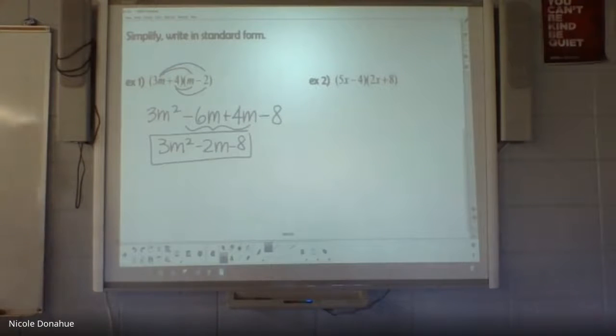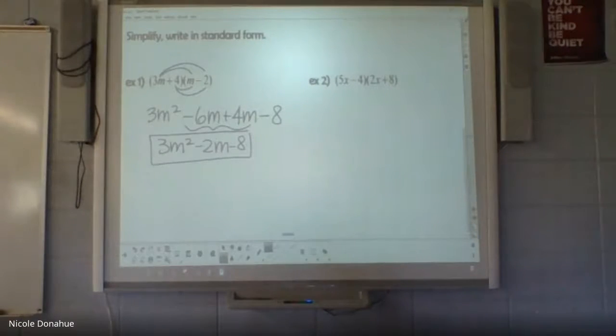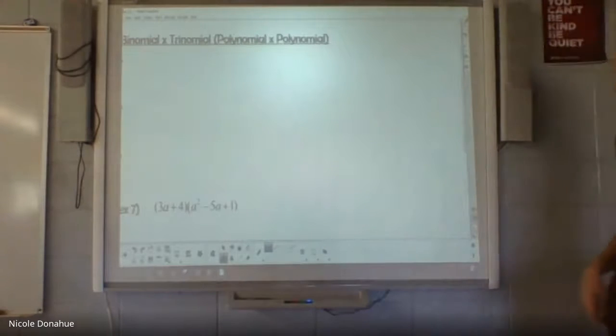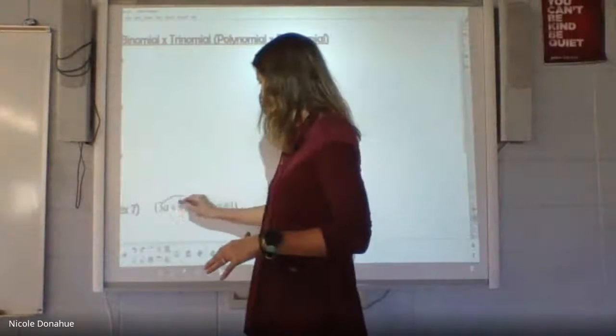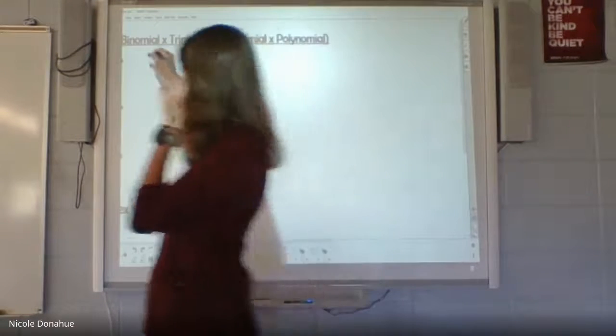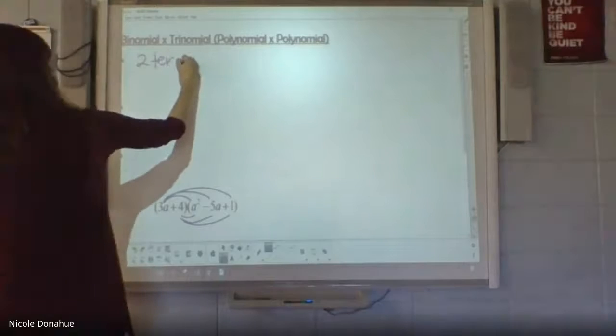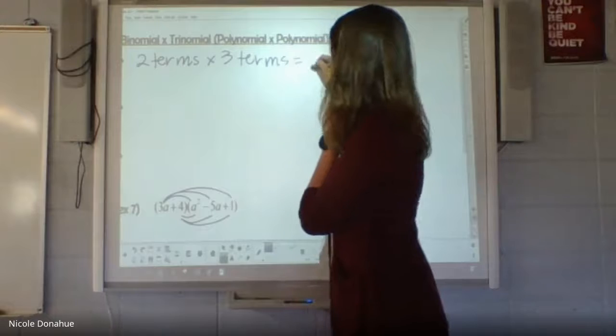Now, a binomial times a trinomial. So we're multiplying 2 terms by 3 terms. A little bit more complicated here. You just have to stay a lot more organized. Now, basically, just have to make sure all terms in the first set of parentheses get multiplied to all terms in the second. So you're distributing, it's essentially 2 terms times 3 terms. We should end up with 6 terms.